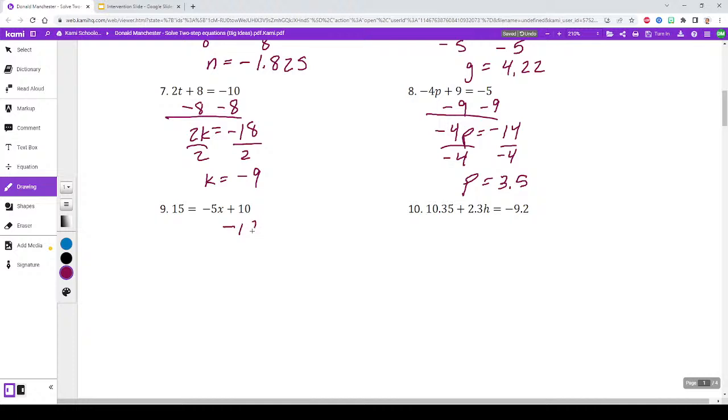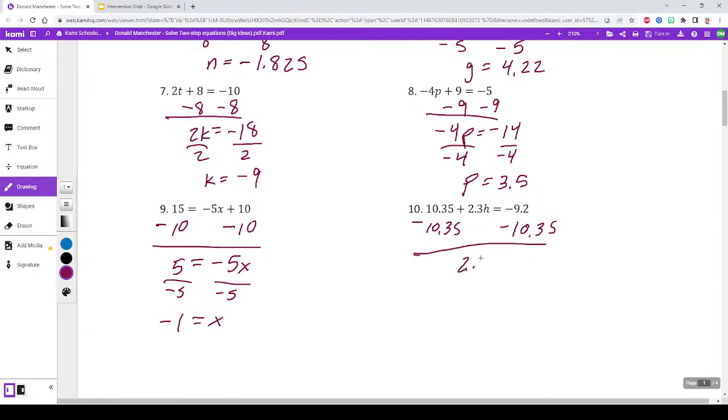We're going to subtract 10 from both sides for the next one. So that's -5x, and then over here we have 5, so we divide both sides by -5, and x equals -1. Over here, we're going to subtract 10.35 from both sides.